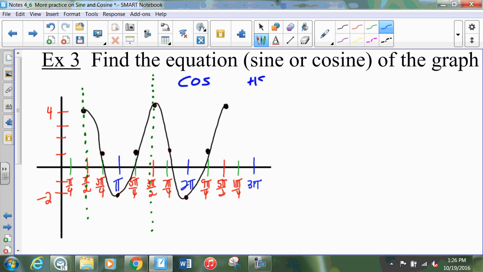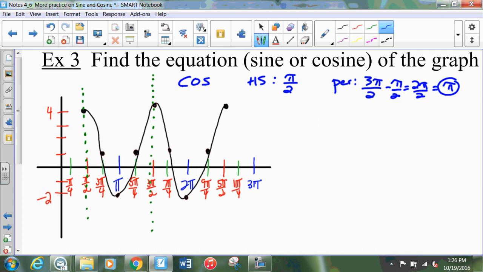So my horizontal shift is pi over 2. I also know what my period is, because if I start at pi over 2 and I end at 3 pi over 2, then my period is I take the bigger number, which is 3 pi over 2, and I subtract the smaller where we started with, and that's pi over 2. And I get 2 pi over 2, which is pi.